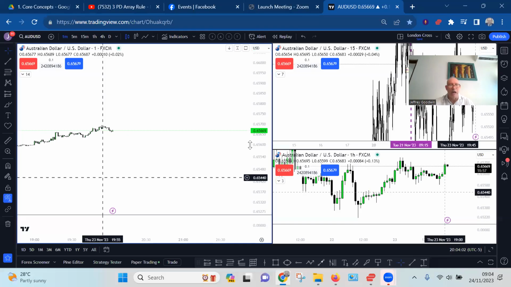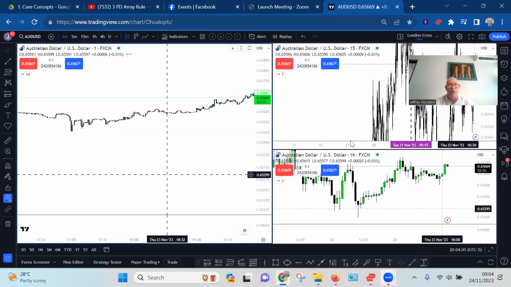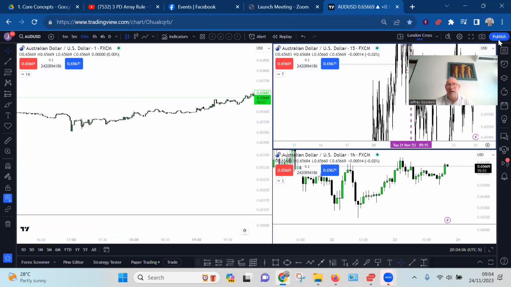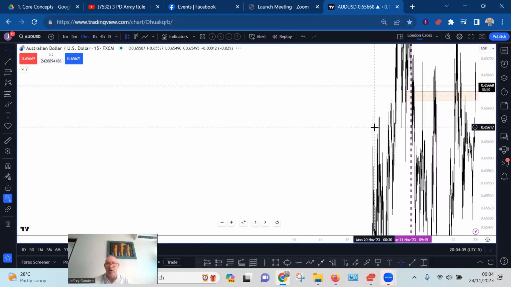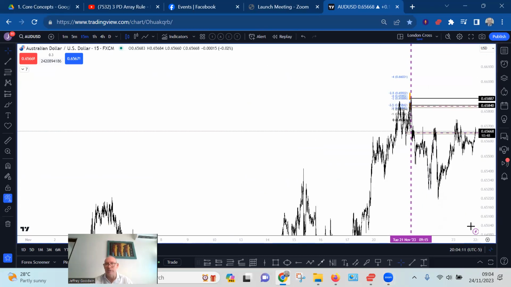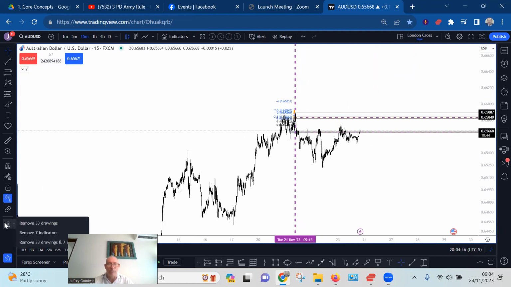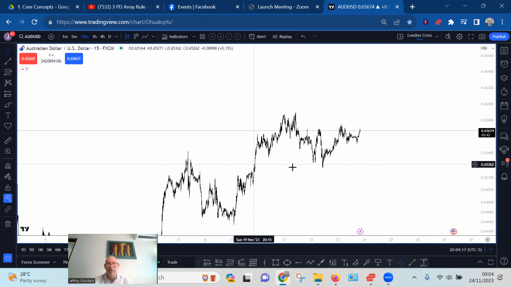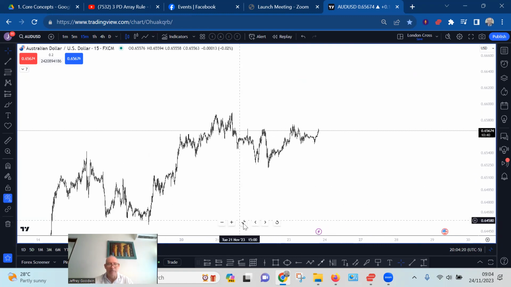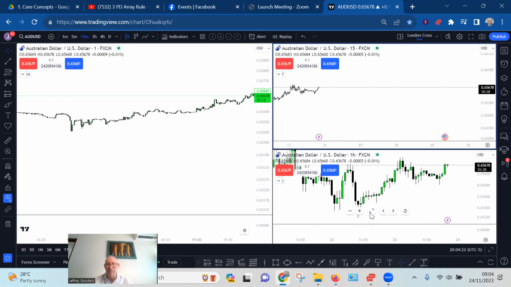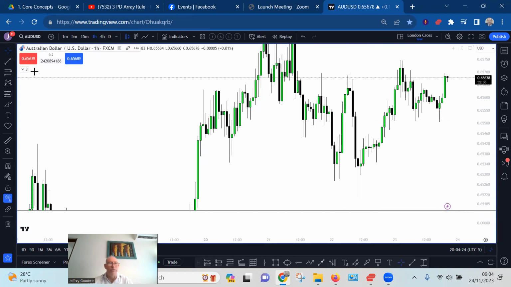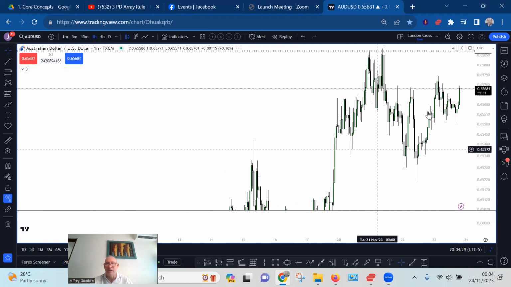On the left here, I have the 1 minute time frame with AUD USD, all indicators switched off. On the top right here, I have the 50-minute time frame, all indicators switched off. This was me talking about stuff yesterday, so I'm going to remove all the drawings. Then at the bottom here, I have the 1 hour time frame. Again, all AUD USD.